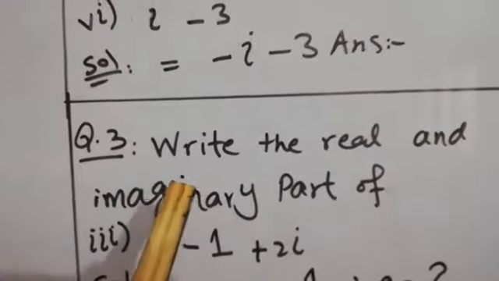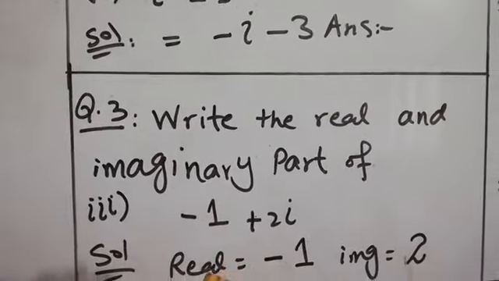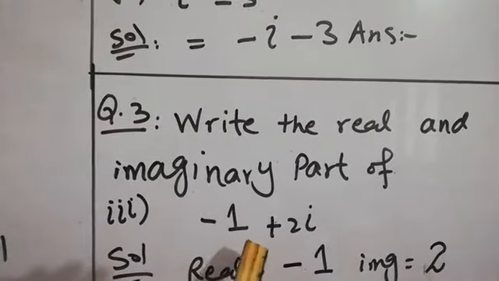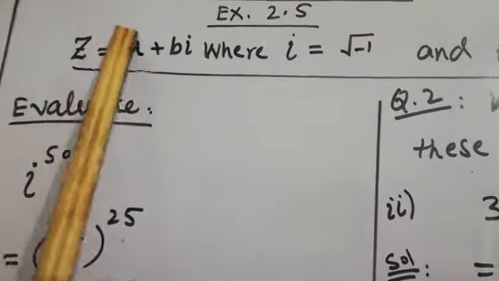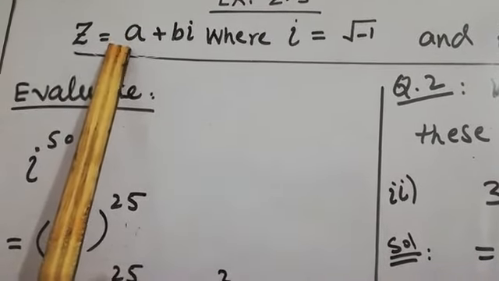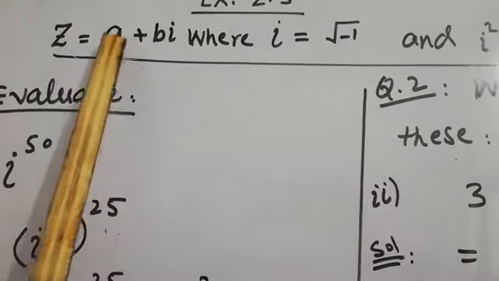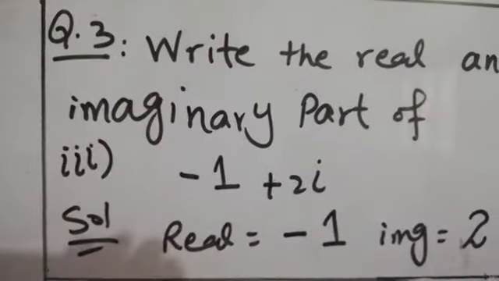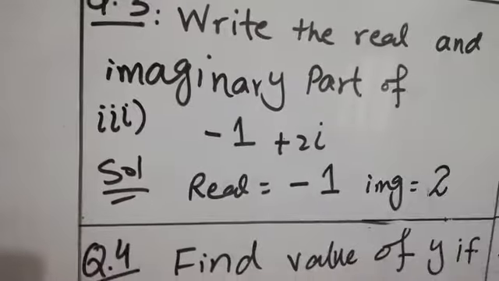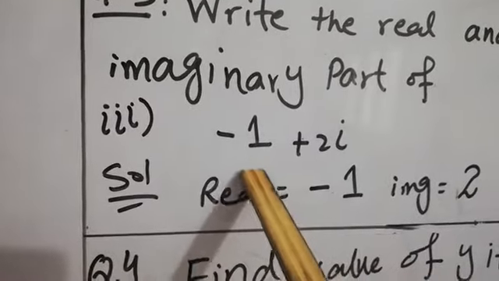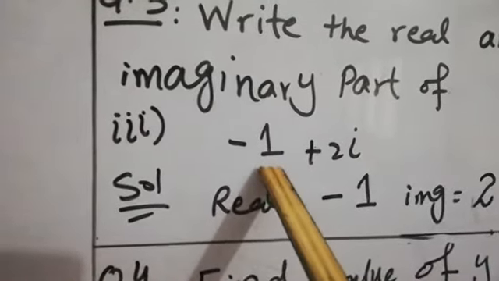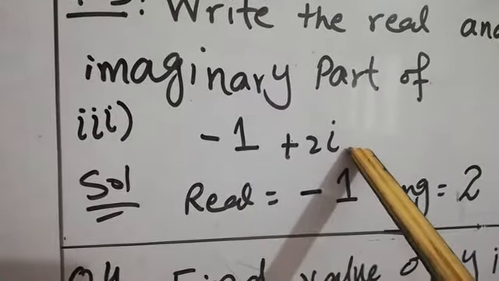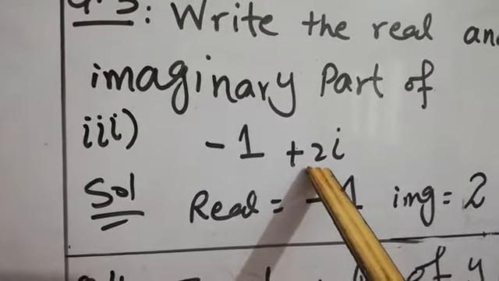Now question number 3, write the real and the imaginary part of. Part number 3 is given, minus 1 plus 2 iota. Dear students, as I told you, in the form of the complex number, a is the real part and b is the imaginary part. Means where iota is involved, that becomes the imaginary part. Like this, in this question, minus 1 plus 2 iota. Minus 1 is the real part and 2 is the imaginary part. No need to write the iota. Okay, just write the real number.